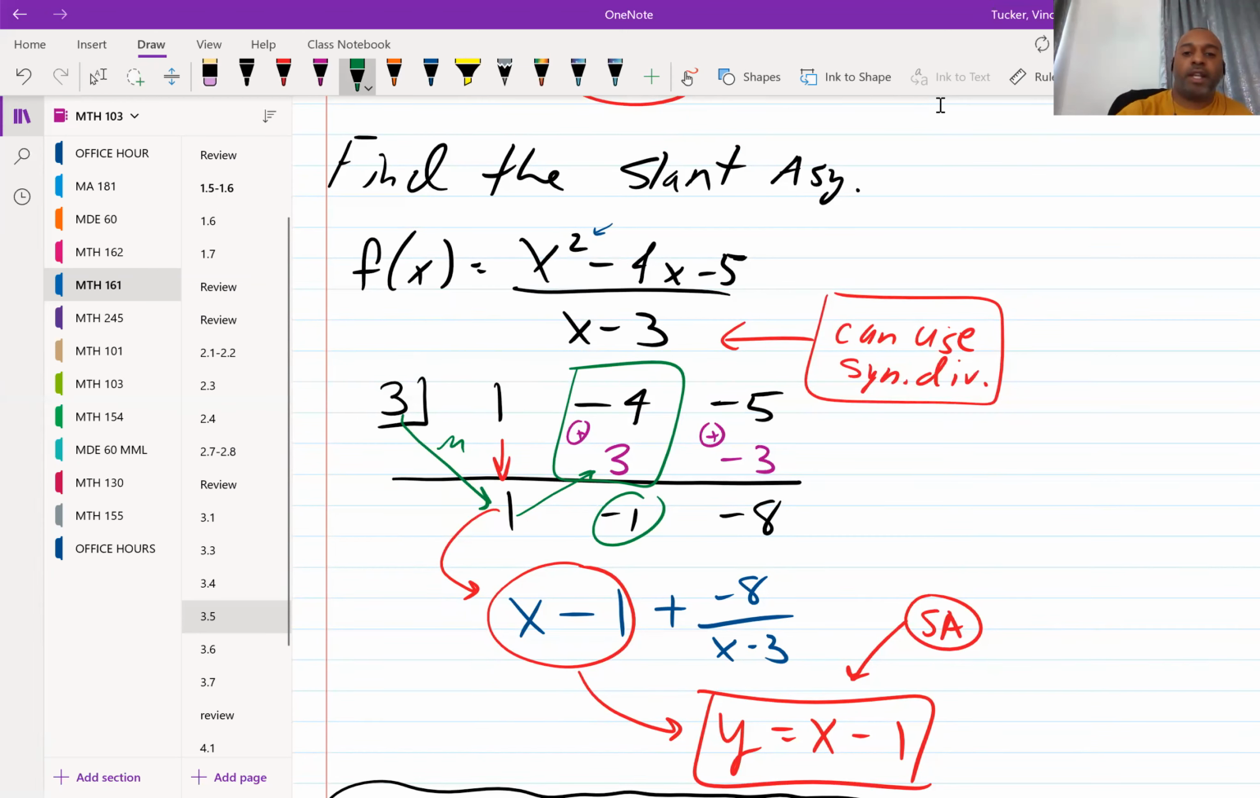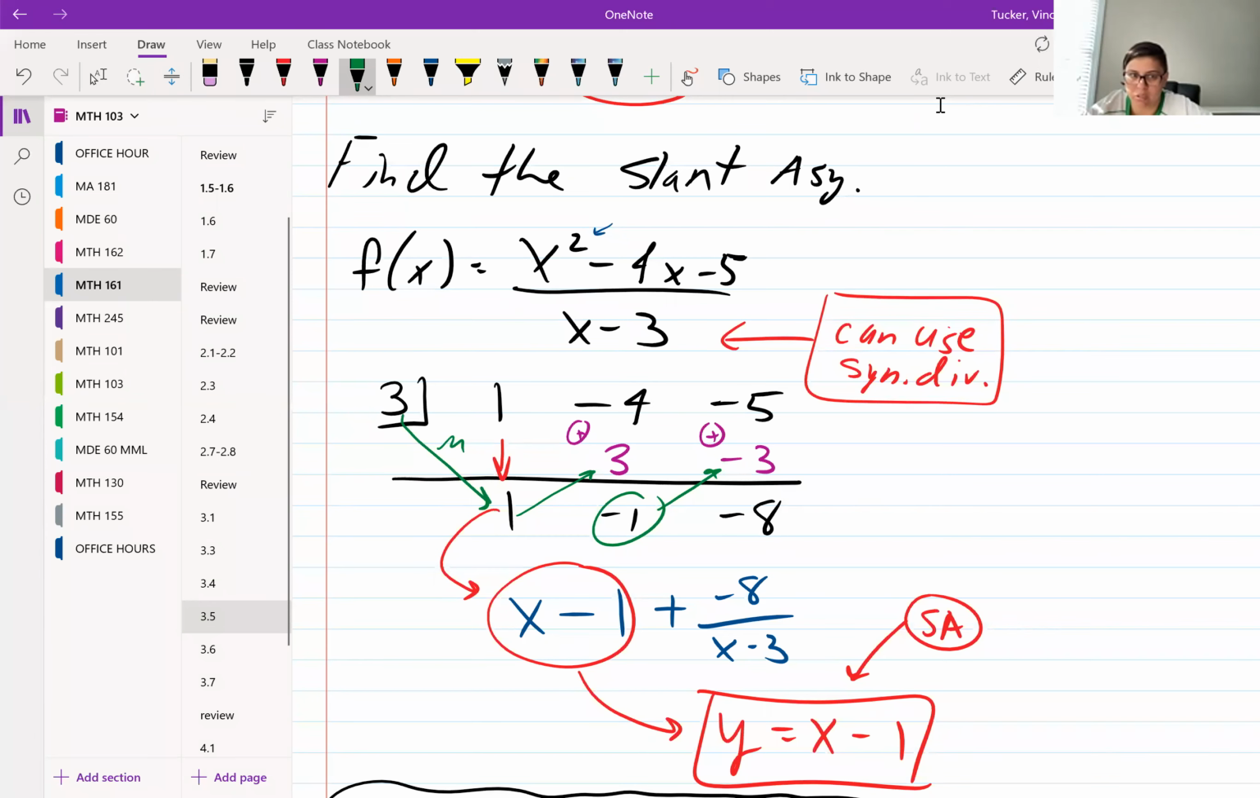And then you repeat that same process. 3 times -1 goes here, which is -3. Then add these together. That's how we get -8. Okay. Thank you. Okay, how do we determine that you can use synthetic division?